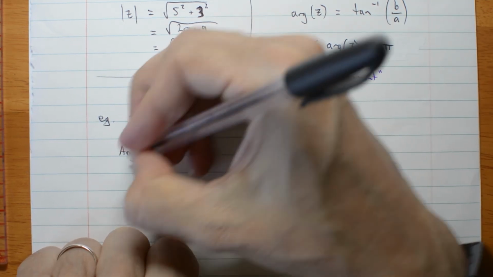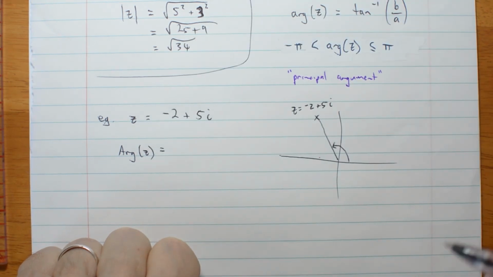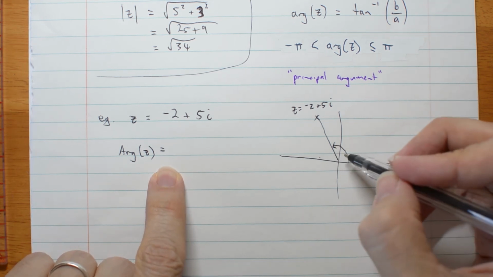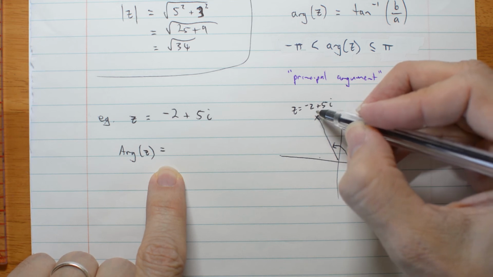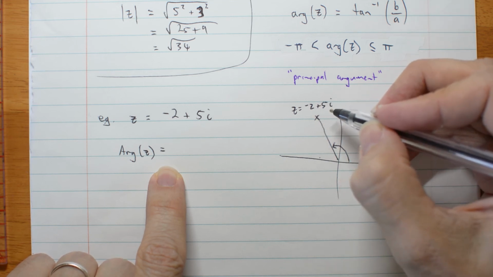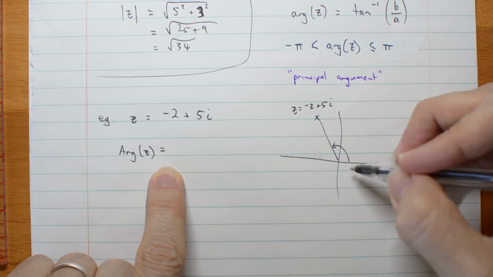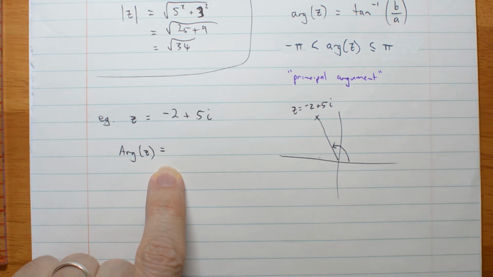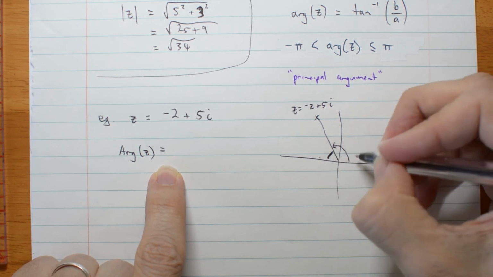So my arg of z is going to be, because I'm in the right place here, I'm going to get 5 over -2. Now, if I ask my calculator for that, what's it going to do? It's going to give me a negative. It's probably going to give me this one down here for inverse tan. So what I have to do is work out what I'm looking for. This angle here is pi minus my argument.